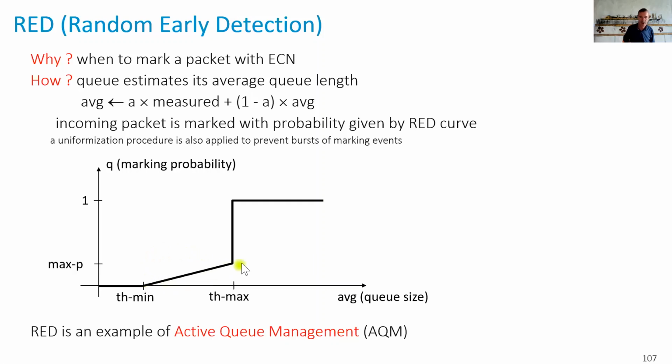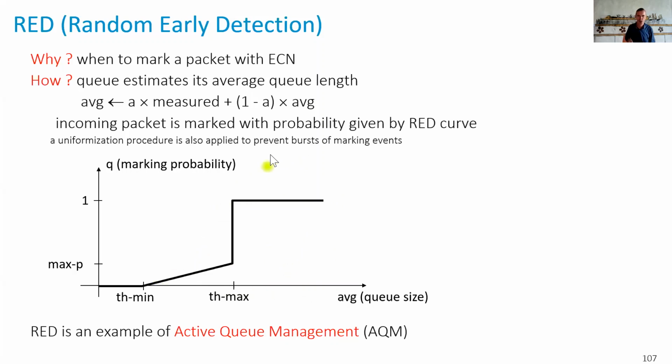In fact, the probability is given by this response law, which is a linear function here. When we are at this minimum threshold, we don't drop. That means as long as the average queue size is in this region, there is no packet drop, no packet marking. Within this region, we mark with a probability that is given by this function here. And when we're above the threshold, we mark all packets. We mark with probability 1.